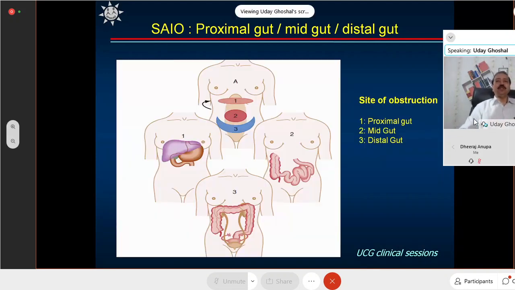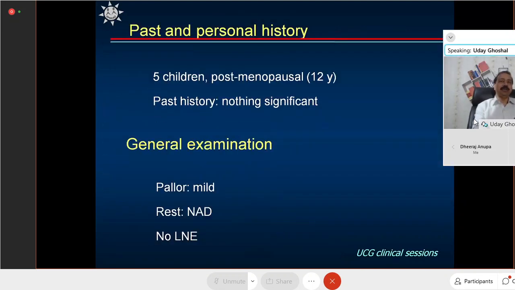Now, this is the pain side. Proximal gut, epigastrium; midgut, umbilical; distal gut, hypogastrium. Don't forget this. And people will ask, why is it so? Remember the dermatome, remember what is foregut, what is midgut, what is hindgut, embryological. So let us come back to our patient.